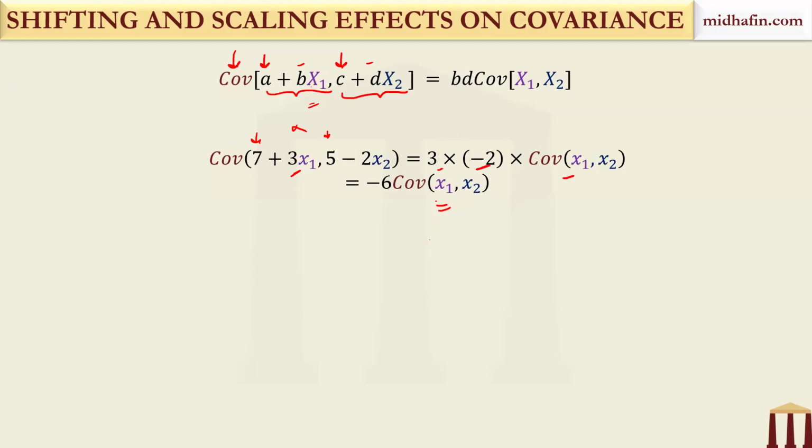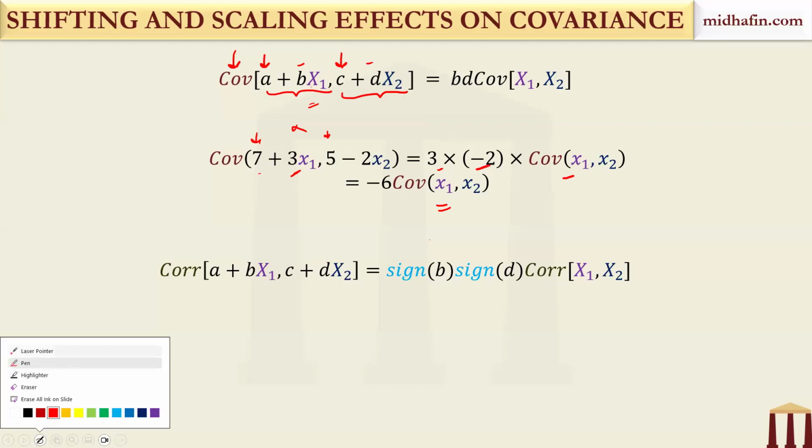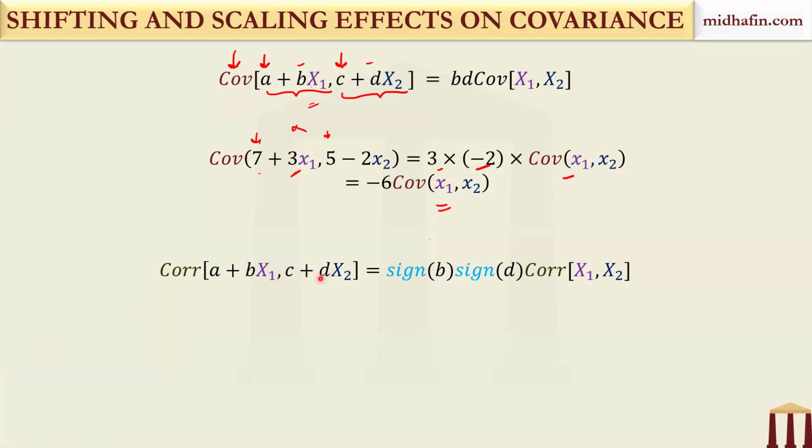Now with respect to correlation, A and C of course will be gone. There is no doubt about that. But in terms of B and D also, their magnitude will be gone, only their sign will remain. So A and C again gone, B and D not completely gone, magnitudes gone, but signs of B and D still remain. Okay, so let's see an example.